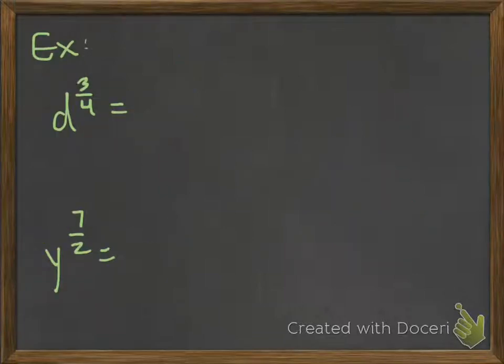So d to the 3/4 power is the same thing as saying the fourth root of d cubed. And lastly, y to the 7/2 power is the square root of y to the 7th. So this is one skill we're going to practice, going back and forth between exponential and radical form.